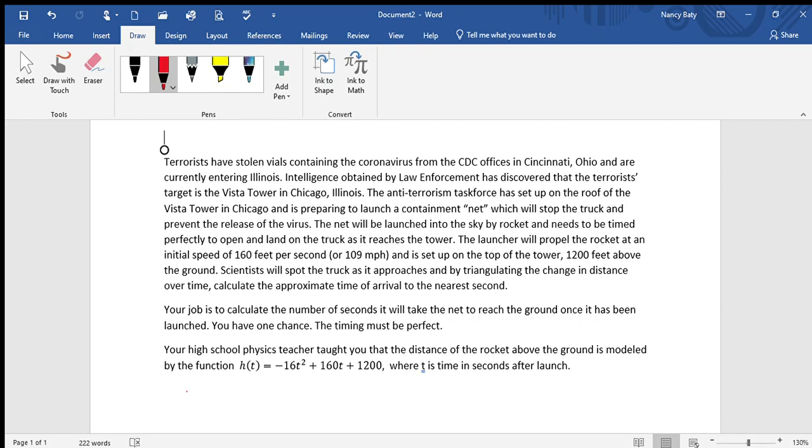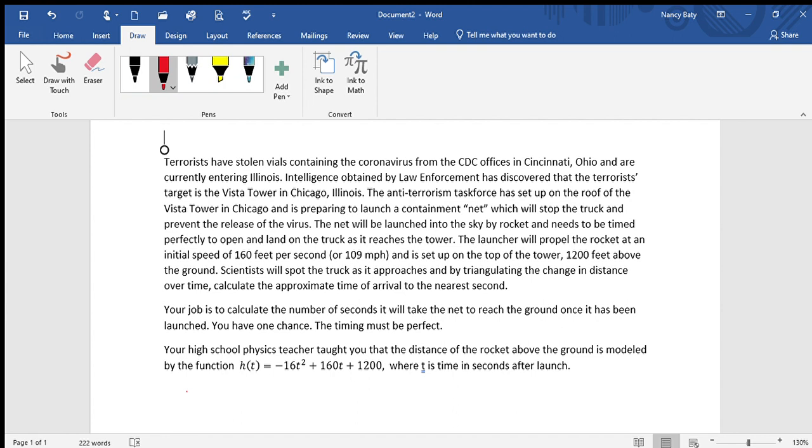Okay, students, when I first introduced factoring and why we want to learn how to factor, I started with this imaginary scenario where terrorists have stolen vials containing the coronavirus from CDC offices in Cincinnati, and they're heading to Chicago, Illinois in order to attack the Vista Tower with the virus. The Anti-Terrorism Task Force has set up on the roof of the tower, and they're going to launch a containment net, which is inside a rocket, in order to stop the truck and prevent the release of the virus.